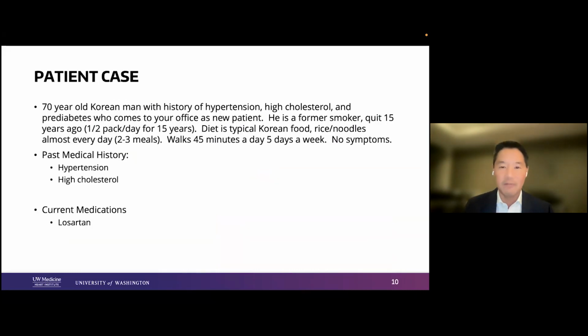So to give you some context, this is a very common patient that I will see in my office. So here we have a 70-year-old man who has many of the traditional risk factors that many Asians have at this age. So he has a history of high blood pressure, he has high cholesterol, he has pre-diabetes, he smoked but quit about 15 years ago. And his diet, as somebody in this case, let's assume that he immigrated from Korea, is typical Korean food. So he eats rice and noodles almost every day, just like my parents do, 2 or 3 meals. He is active and walks 45 minutes a day for 5 days a week, and he has no cardiac symptoms. And you can see he has 1 blood pressure medication that he's taking.